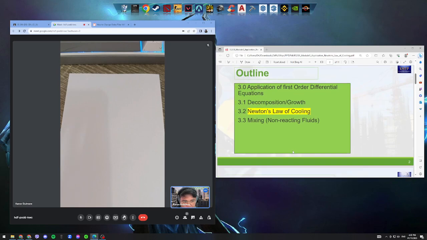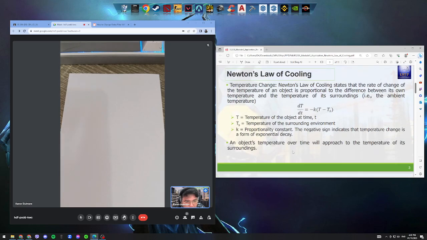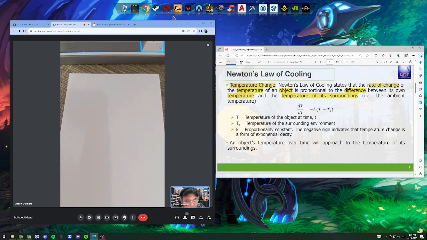This is another topic of application of first order differential equations. Newton's law of cooling is about temperature change. It states that the rate of change of temperature of an object is proportional to the difference between its own temperature and the temperature of its surroundings, which is the ambient temperature. So we have our equation given here.